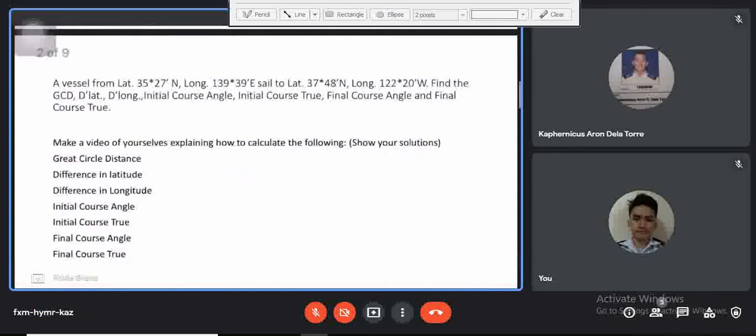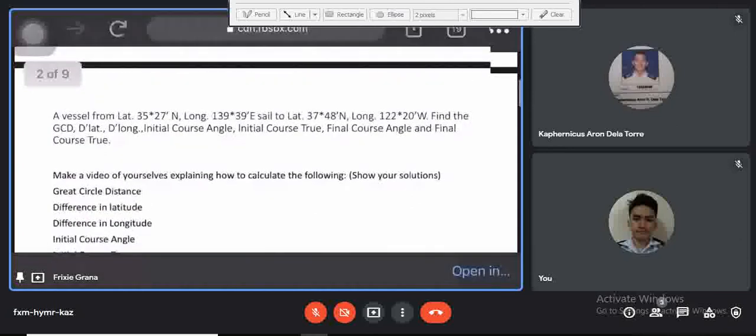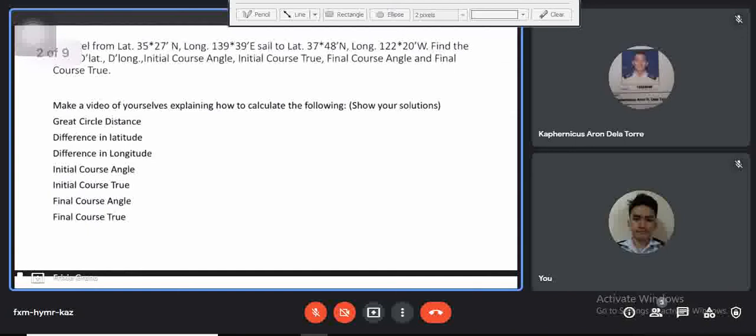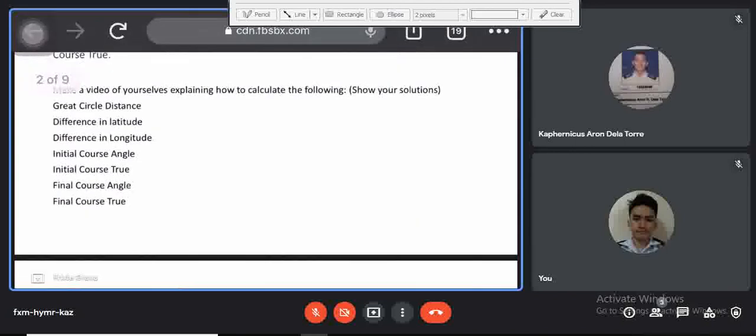We are about to discuss how to calculate the great circle distance, difference in latitude, difference in longitude, initial course angle, initial course true, final course angle, and final course true.